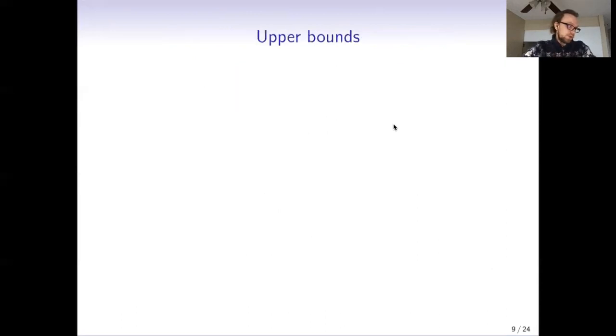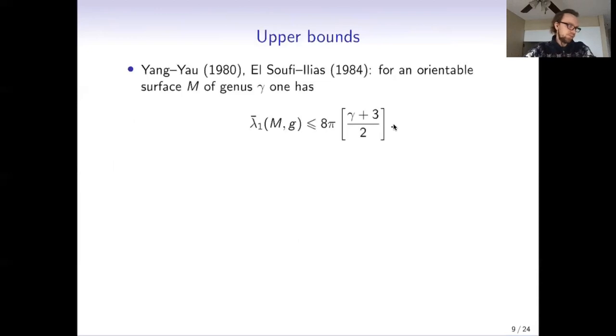So let's answer the first question. What are the upper bounds? It turns out you can prove the following upper bound. If you consider any orientable surface of genus gamma, then you have this upper bound, where the square brackets denote the integer part, or floor function.